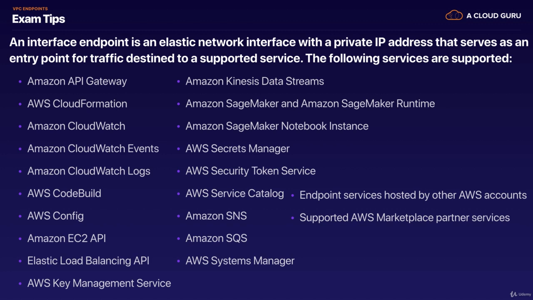This is an elastic network interface, or an ENI, with a private IP address that serves as an entry point for traffic destined to a supported service. The following services are supported. I'm not going to read them all, but basically a whole bunch of services are supported, and there's probably going to be more and more added throughout 2019 and 2020. Again, don't worry, you're never going to be quizzed on which services are supported, but what you need to know is you basically attach an ENI to an EC2 instance, and that will essentially allow you to communicate to these services using the Amazon internal network. They don't need to then traverse the internet.